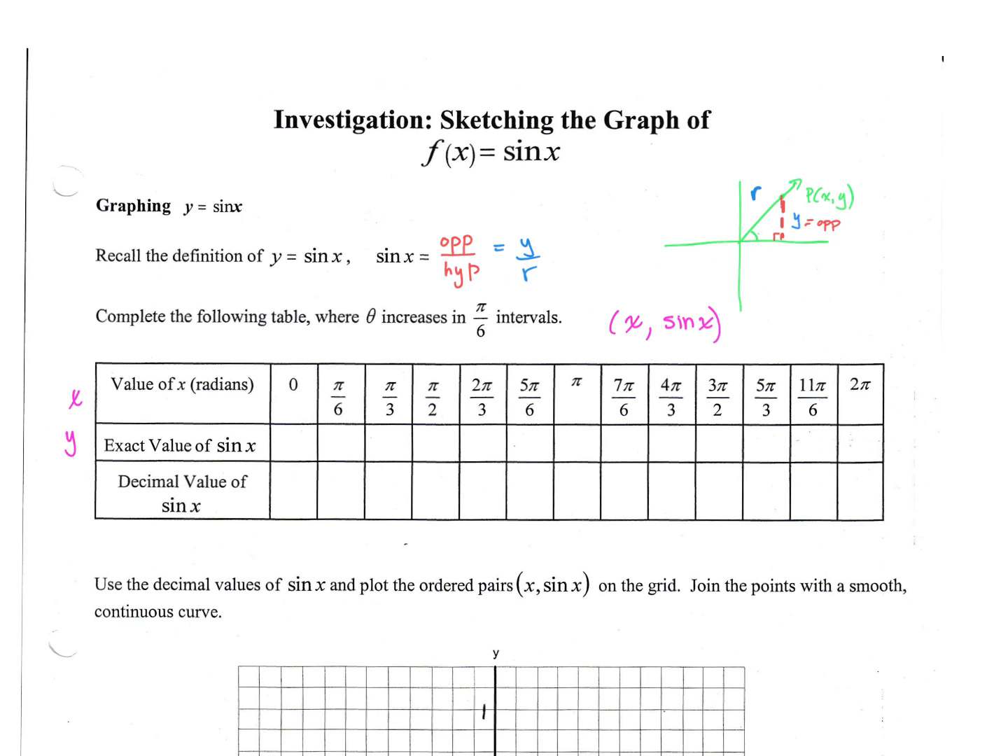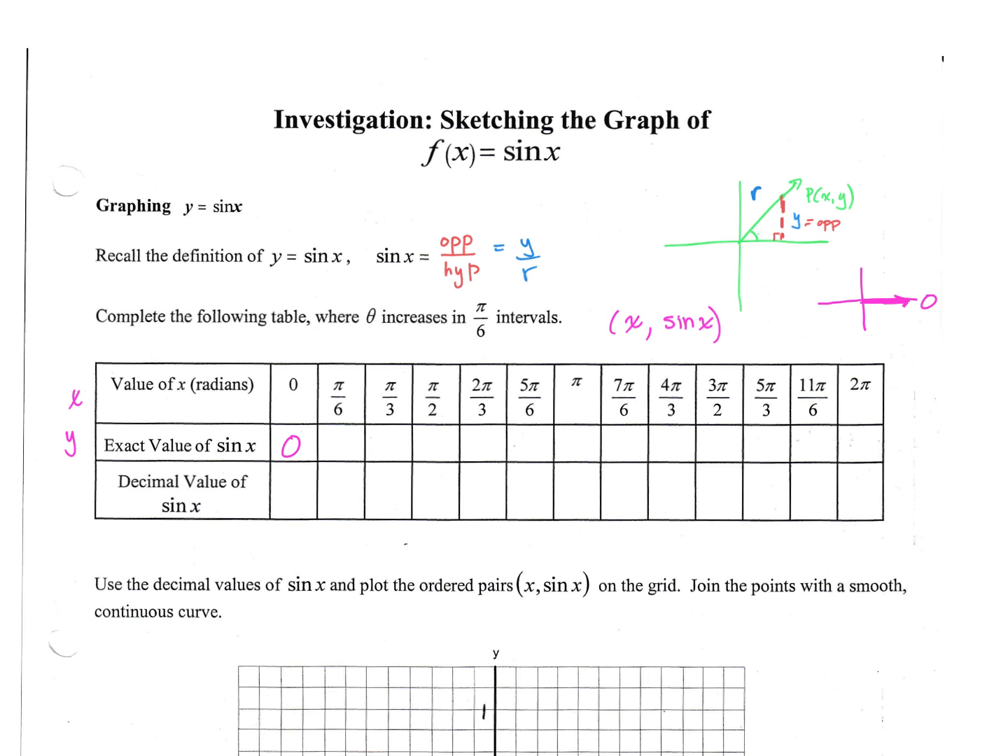When x is 0, that's going to be on my positive x-axis because that's my angle 0. What I can think about is what the opposite side is here. I have no height, right? My opposite side is 0 because I have not moved up or down off of that positive x-axis. So my exact value here, my height, is going to be 0. The value of sine 0 is 0.